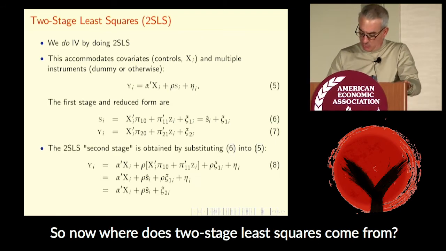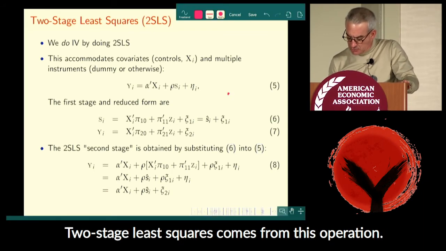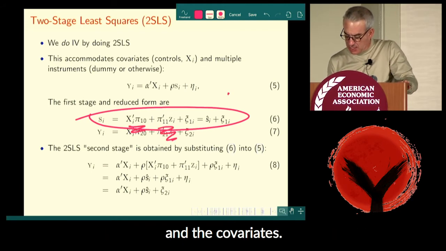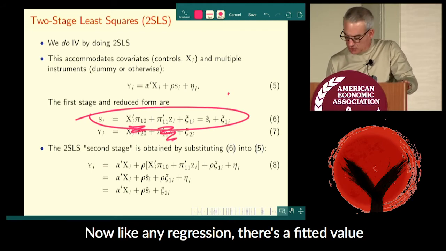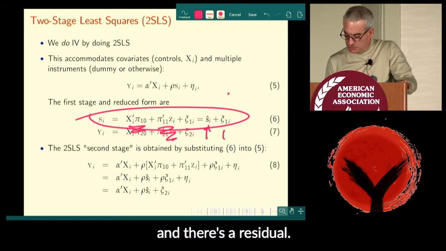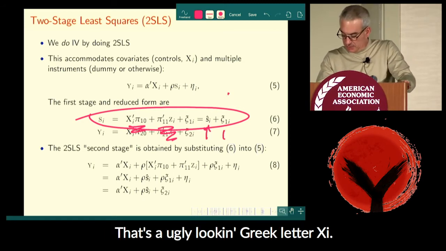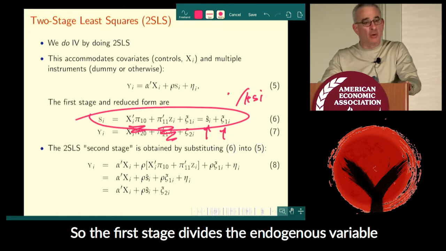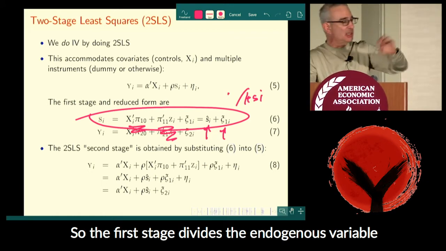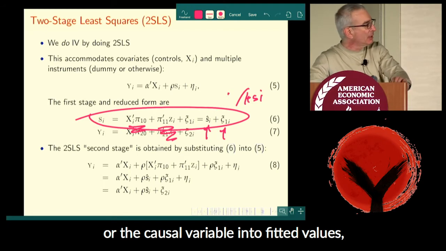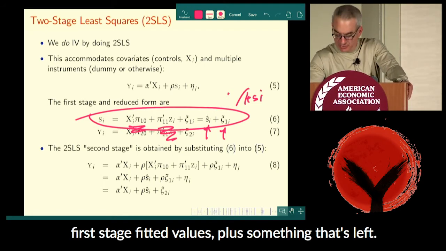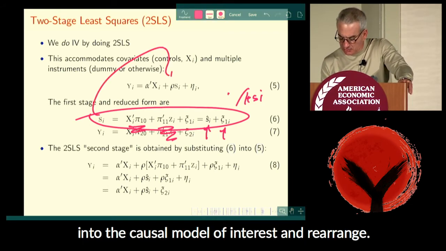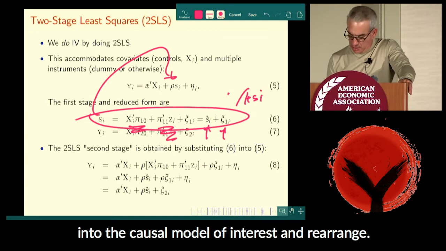Okay? So now, where does two-stage least squares come from? Two-stage least squares comes from this operation. I take the first stage with the multiple instruments and the covariates. Now, like any regression, there's a fitted value and there's a residual. That's an ugly looking Greek letter, xi. Xi, okay? So the first stage divides the endogenous variable or the causal variable into fitted values, first stage fitted values, plus something that's left. Let me substitute equation 6 into the causal model of interest and rearrange.